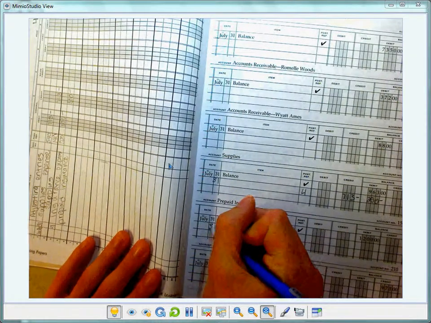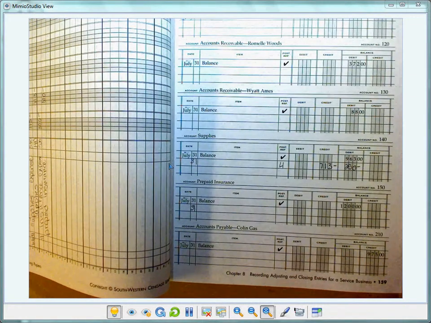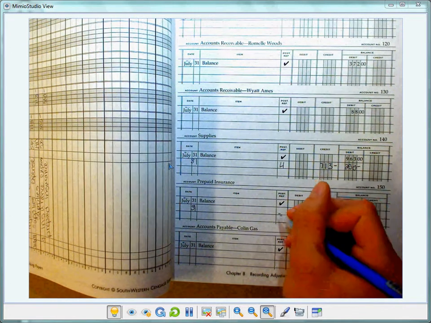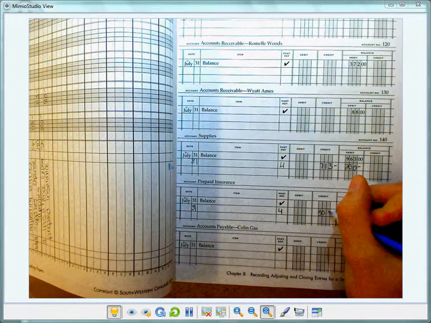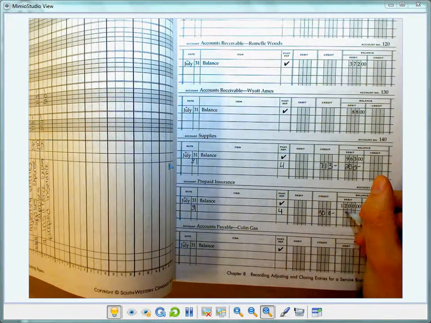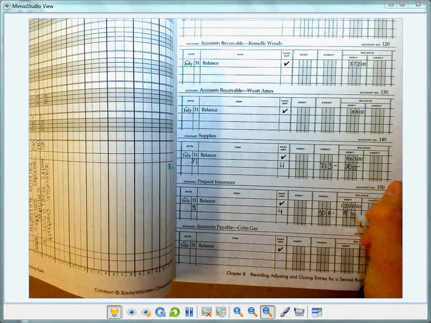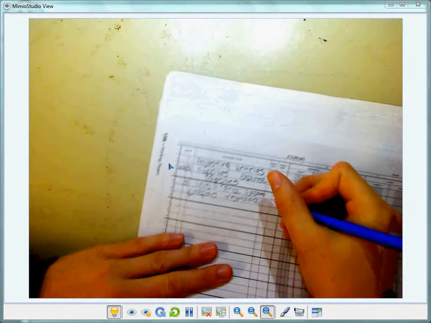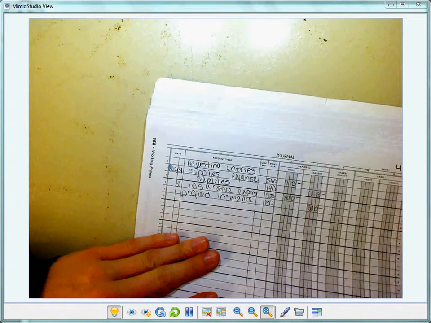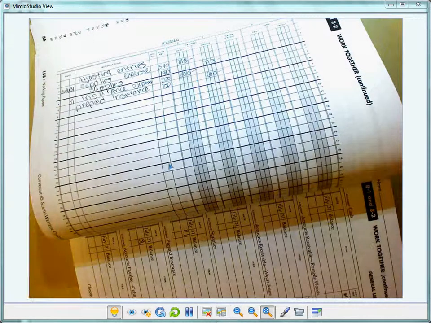Okay, our last one to post, prepaid insurance. We're going to find that on page 159. So our 31st is the date. Post reference is 4. It's a credit of $300. So can you tell me what our new balance would be? Yes, $900 as a debit. And go back and do our post reference, and what is that number? 150. Okay, 150. We have everything done.